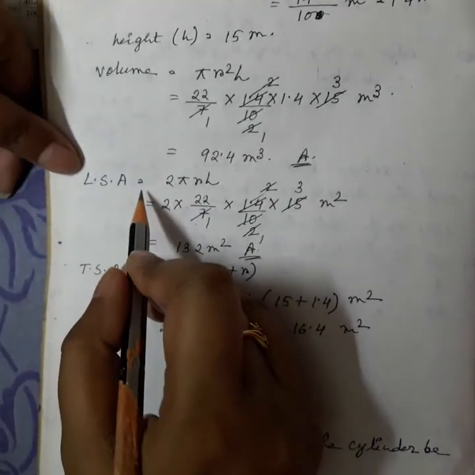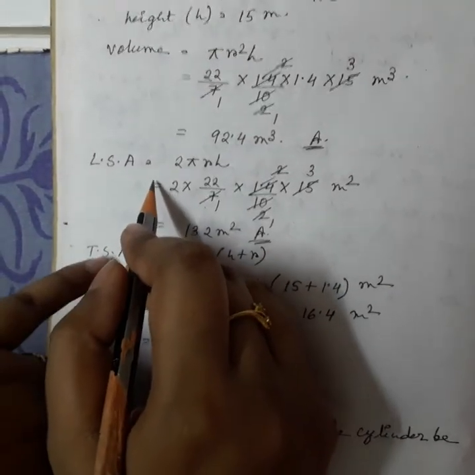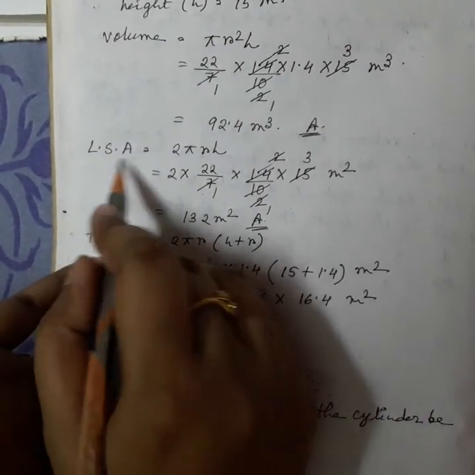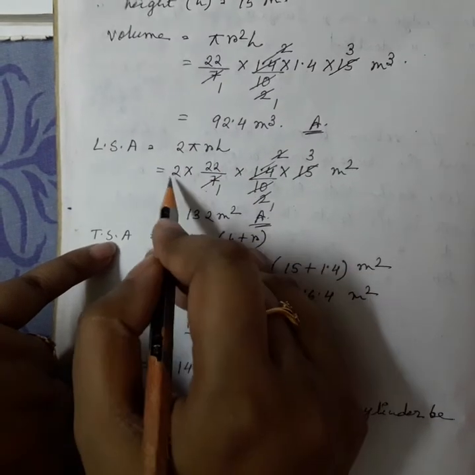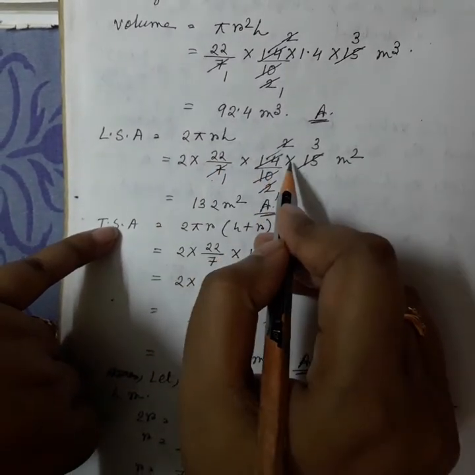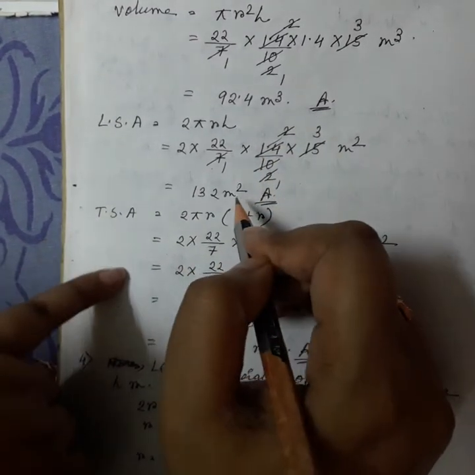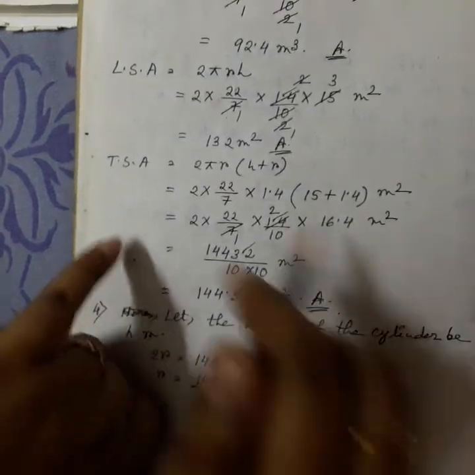Lateral surface area. In short form I have written. You can write in short form. But in exam, don't write in short form. You have to write in full form. So lateral surface area is 2 pi rh. 2 into pi means 22 by 7. R means 1.4 and h means 15. I have eliminated the point. So denominator 10 is coming. Then cancellation. So it's coming 132 meter square.